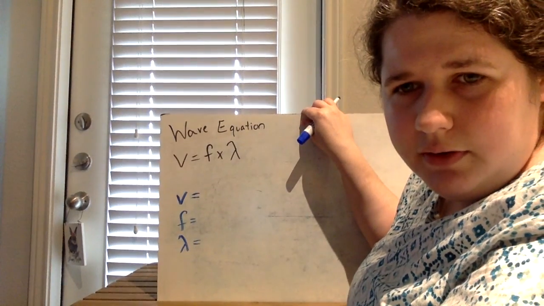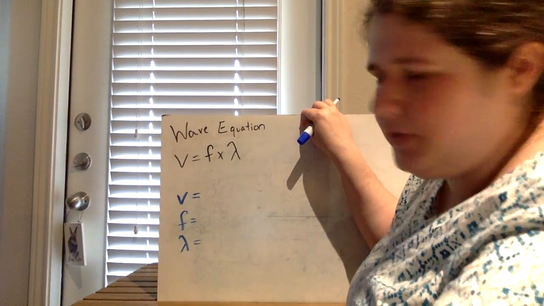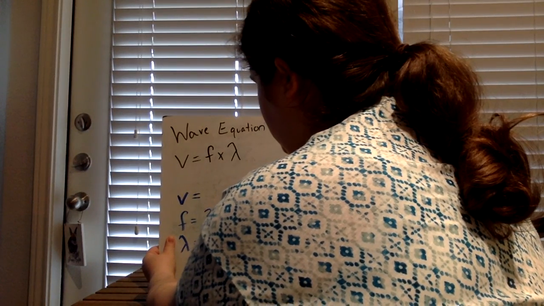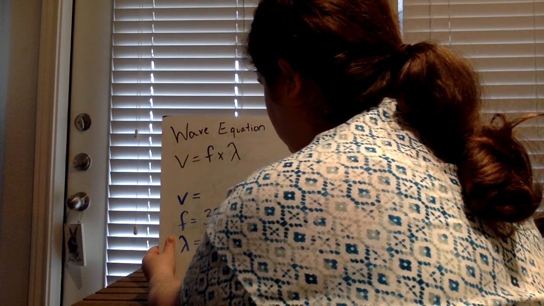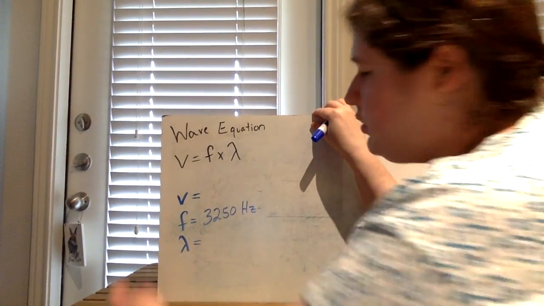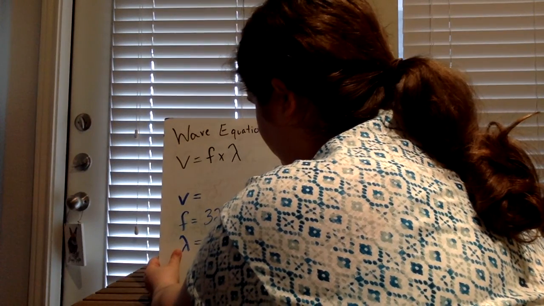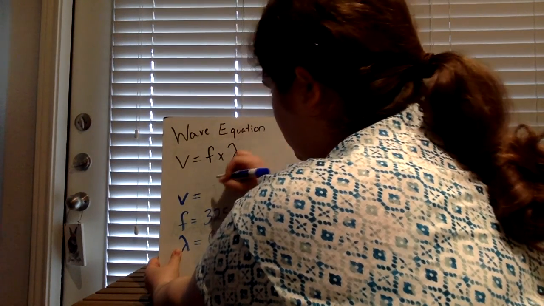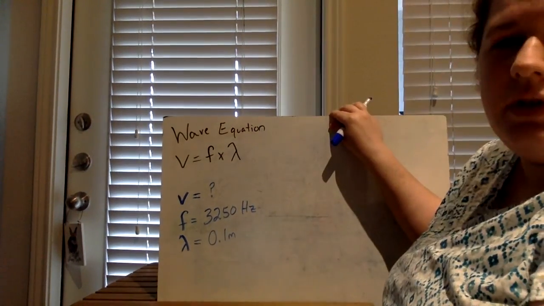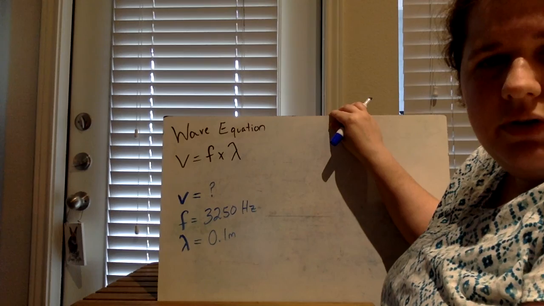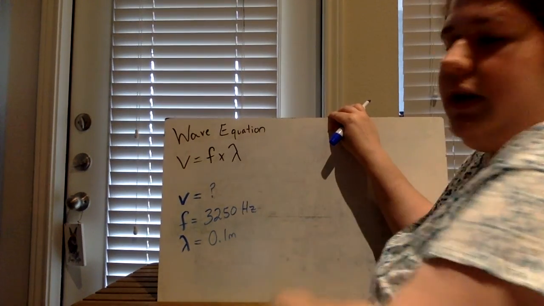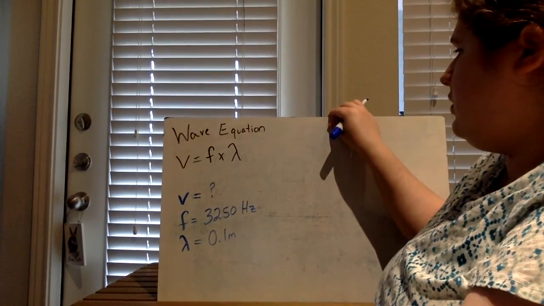So it tells me it has a frequency of 3,250 hertz. That's my F, 3,250 hertz. And a wavelength of 0.1 meters. What is the velocity or speed of this wave? So what I'm going to do is take this information and plug it into that equation right there. So let's take a look.